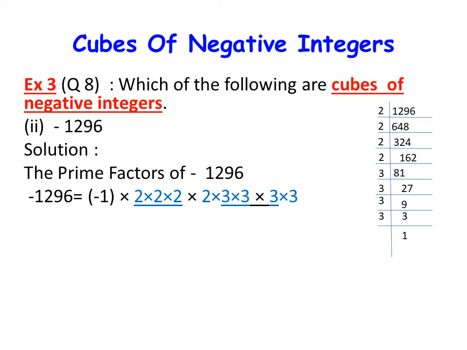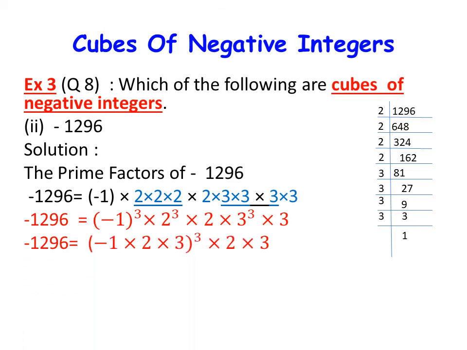But the 2 and this 3, they did not make any triplet. How will we write it? It becomes minus 1 cube, 2 cube, this is 2, this is 3 cube and 3. Now you can see that these two factors, 2 and 3, are left and they did not make any triplet. Only minus 1, 2 and 3 form the triplets, but these 2 and 3 are left.